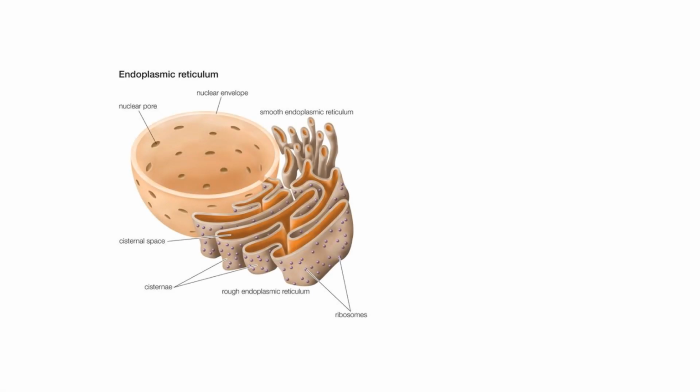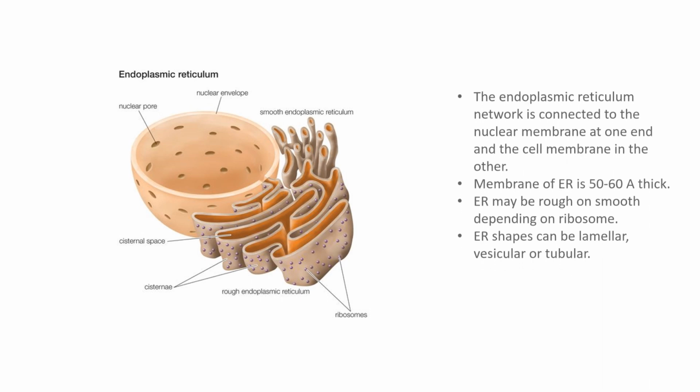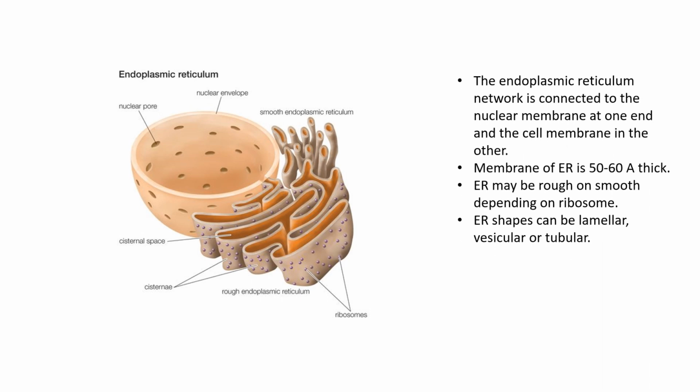Now next we are going to discuss the endoplasmic reticulum, and the endoplasmic reticulum is like a net. Under an electron microscope, it actually looks like a net, like a reticular structure. That's where its name comes from, endoplasmic reticulum. And this network is actually connected to the nuclear membrane at one end and the cell membrane at the other. And this says something about the functions of endoplasmic reticulum, which we will be discussing later.